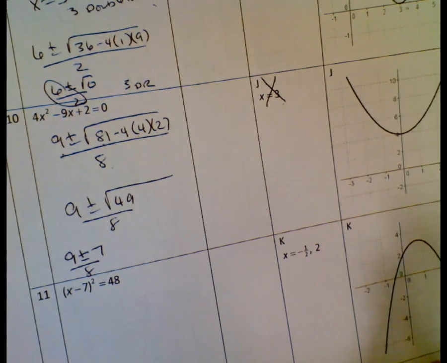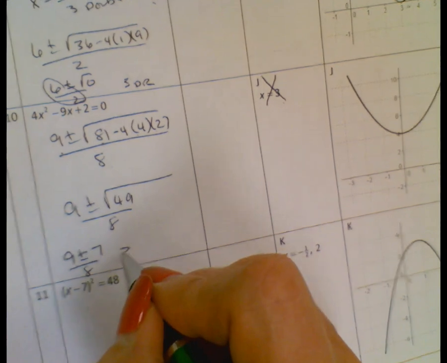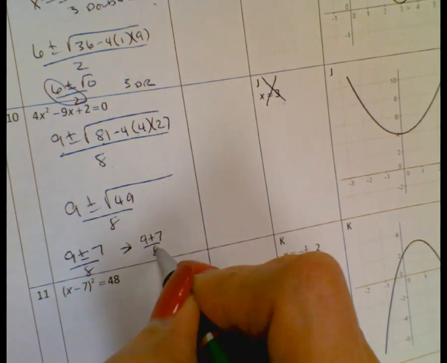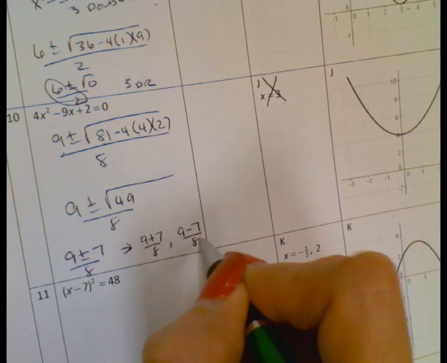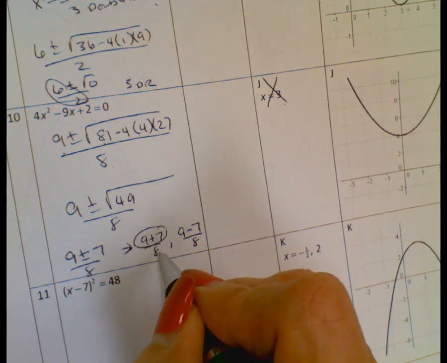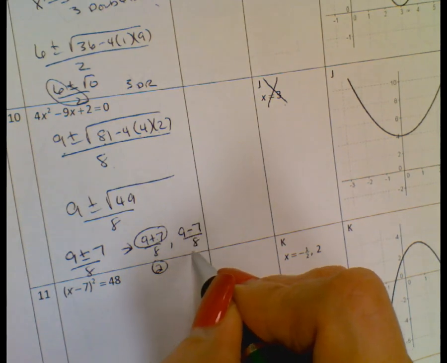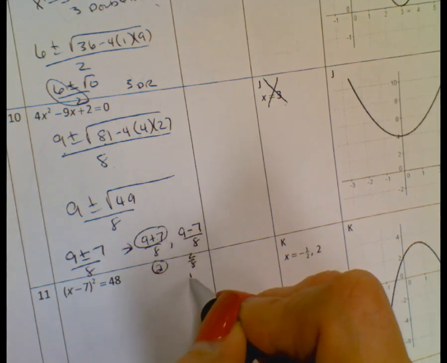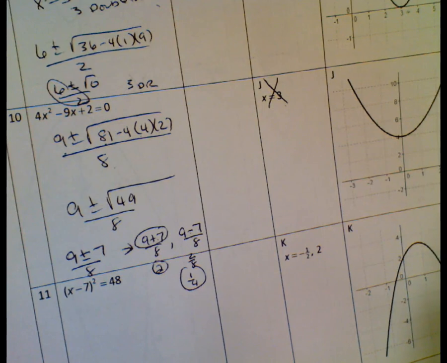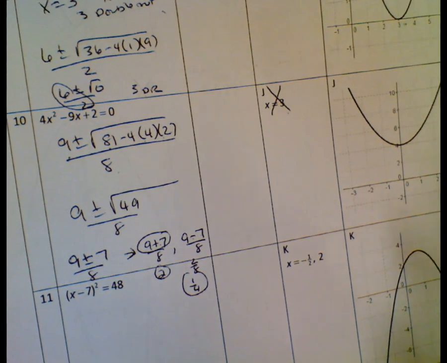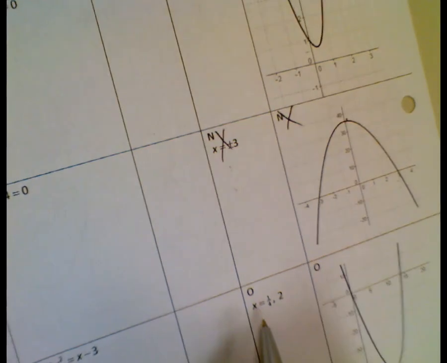So you get 9 plus or minus 7 over 8, which is 9 plus 7 over 8, and 9 minus 7 over 8. So one of my answers is 16 over 8, or 2. 9 minus 7 is 2 over 8, and 2 over 8 is the same thing as 1/4. 2 and 1/4. It's right here, O.